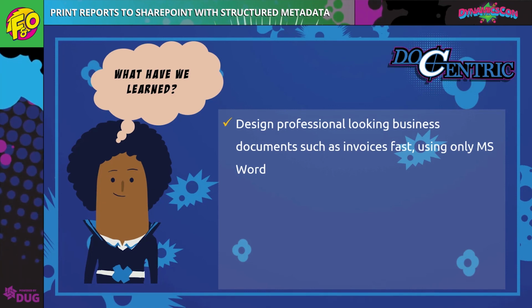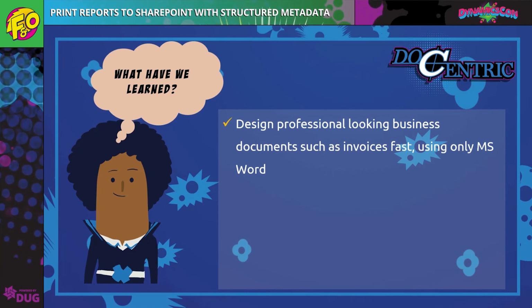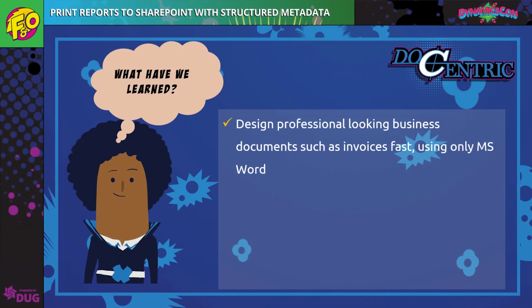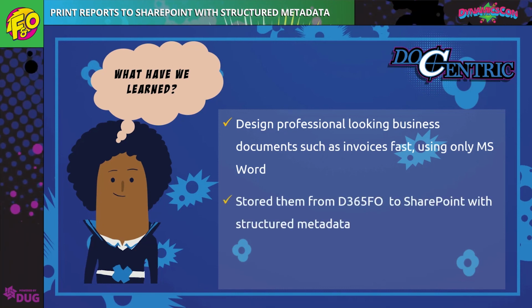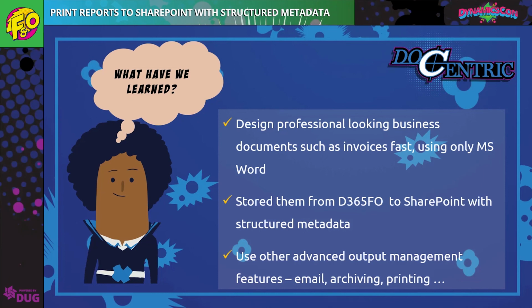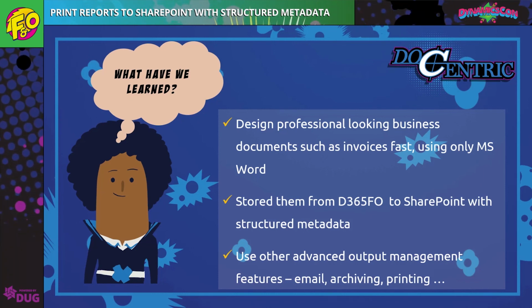Let's now summarize what we have learned so far. I have shown you how you can design professional-looking business documents, such as invoices or orders, fast using only Microsoft Word, and spend instead of days only hours. Then we stored them from D365 FNO to SharePoint with structured metadata. And while doing that, we quickly looked at other advanced output management features, such as emailing.